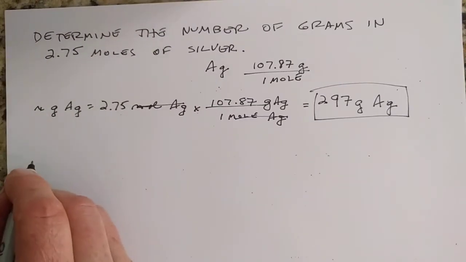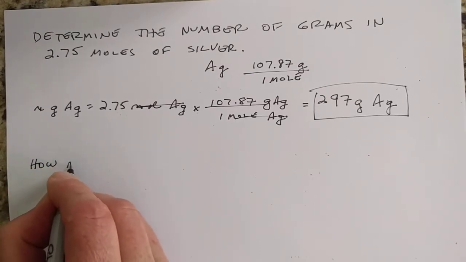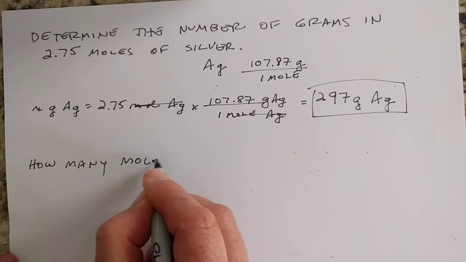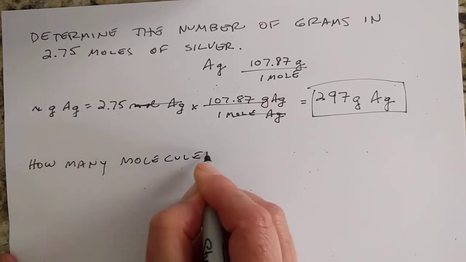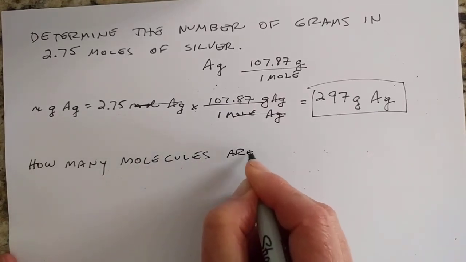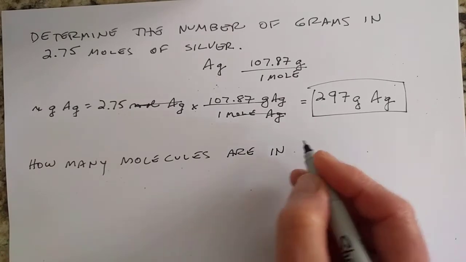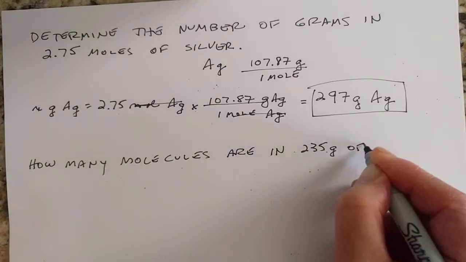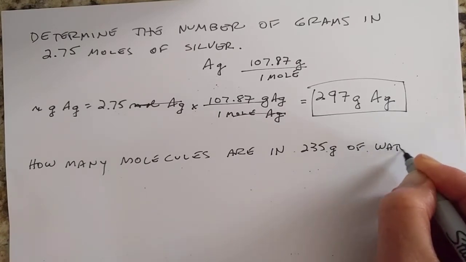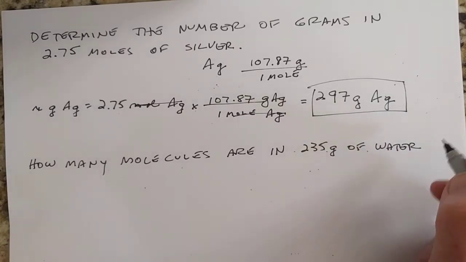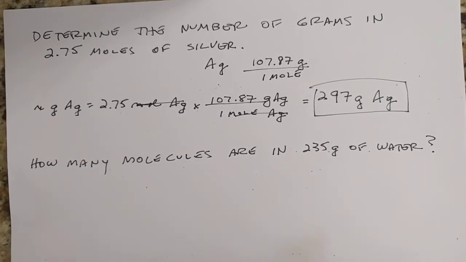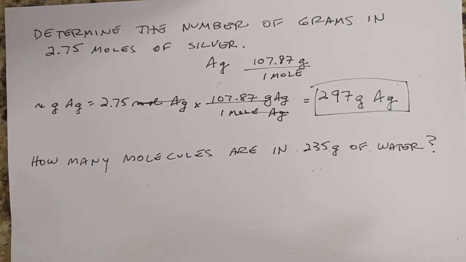Okay, let's see what our next one is. Let's see, how many molecules are in 235 grams of water? And that's about a cup. 235 grams is about a cup of water. So we want to know how many individual molecules are in that amount of water.